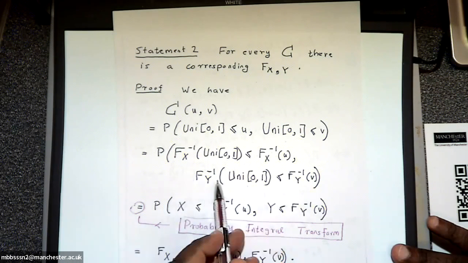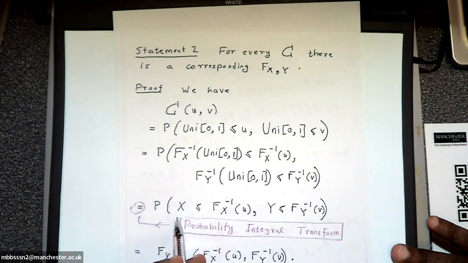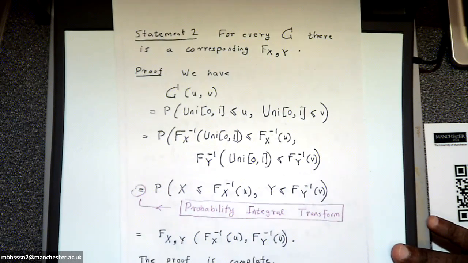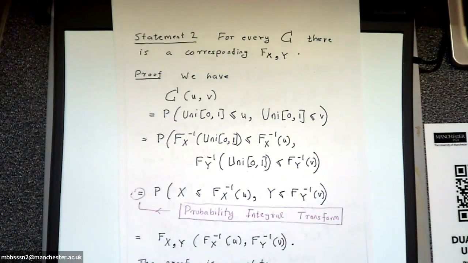And similarly, this guy here must be equal to y. All right, so this reduces to this because of the probability integral transform. And finally, what you have here is a joint CDF between x and y at these 2 points. All right, so I have proved that for every copula C, there is a corresponding joint CDF. So the statement goes both ways, right? For every joint CDF, there is a corresponding copula, and the other way around too, that for every copula, there is a corresponding joint CDF, right? So, okay. All right. So those are statement 1 and 2.